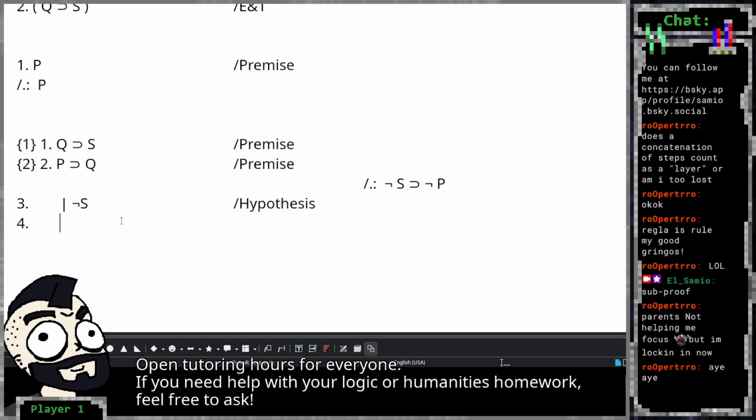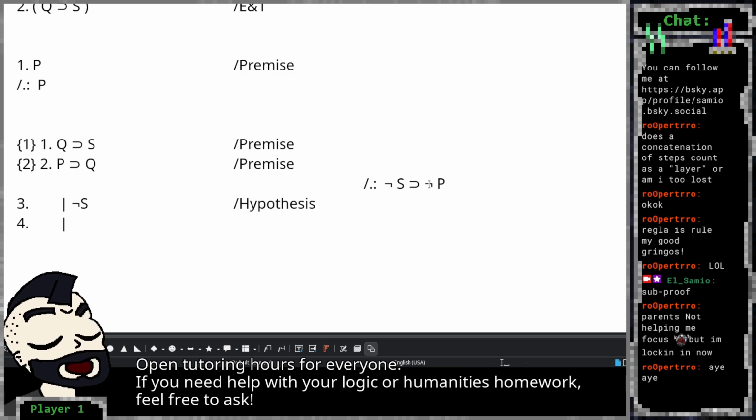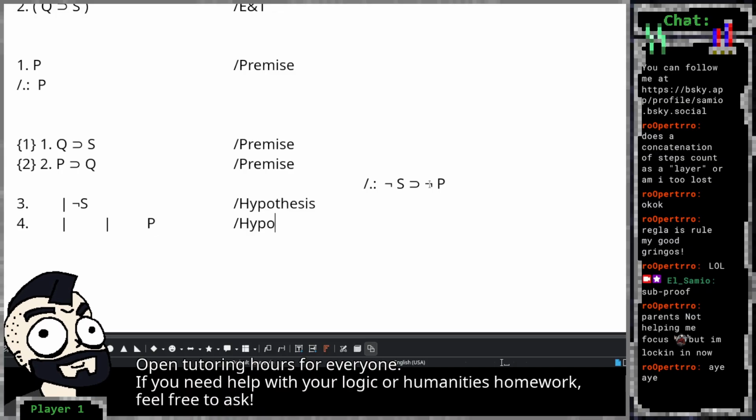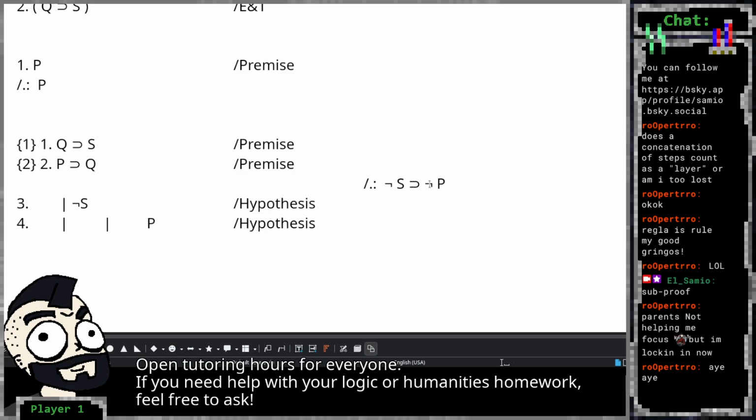Okay, but there's not much else I can do. I need to reach not P, so what will I do? I need to introduce a negation. That means I have to open another subproof, a subproof in which I will start with P.